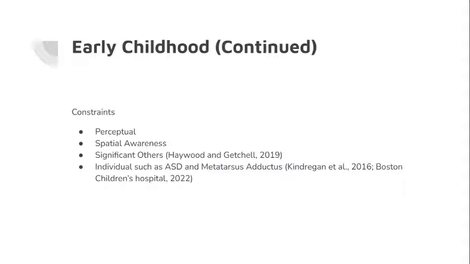Significant others. Now this isn't your romantic partner. This has to do with maybe something like how you're interacting with people in your environment. Maybe someone's distracting you over there. Say, hey, come get this ball. That's going to be a significant other. And there's other individual constraints such as autism spectrum disorder, which will cause some abnormalities in gait, and metatarsus adductus, which is basically an issue with your metatarsals, toes, where it adducts in, which means it comes medially.